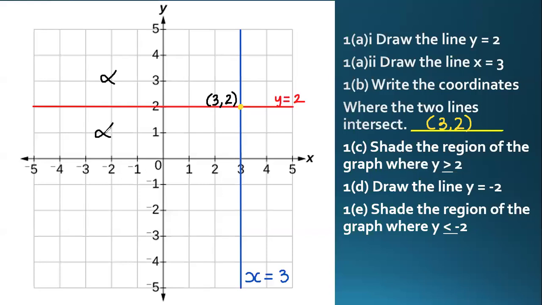3, 4, 5. Very good. 3, 4, 5, 6, 7, 8, 9, 10, all the way up to positive infinity, right? And so let's go ahead and shade that.